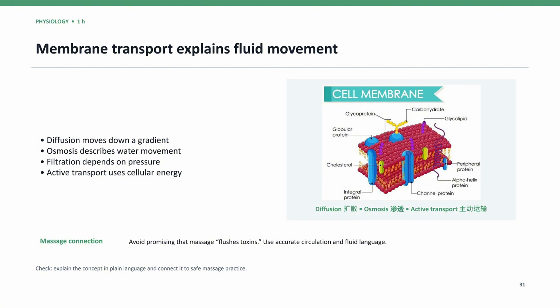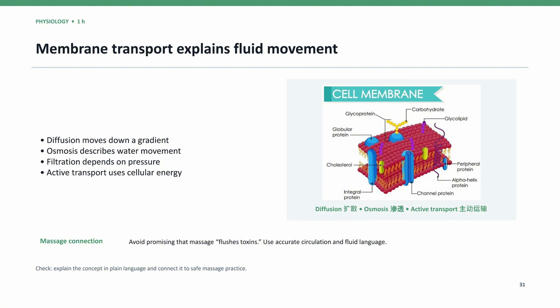Water moves through a selectively permeable membrane by osmosis, 渗透. Some substances cannot pass directly through the lipid portion of the membrane. They need a channel or carrier protein. This process is called facilitated diffusion, 液化扩散. It still moves substances down their concentration gradient and does not require energy.